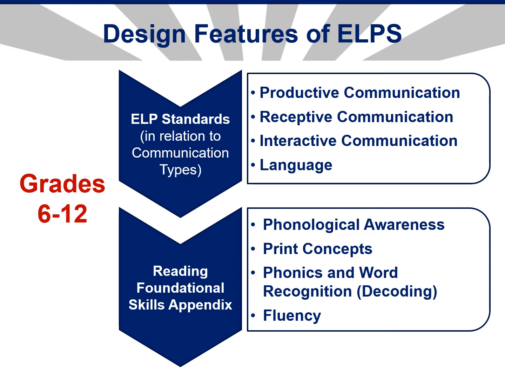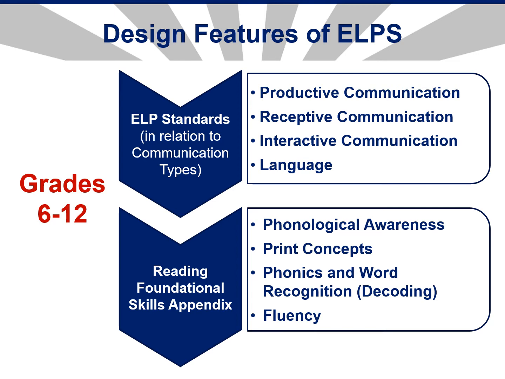Just as in grades K through 5, the ELP standards for grades 6 through 12 are organized by communication type: productive communication, receptive communication, interactive communication, and language. English learners in the upper grades should have a foundation of reading skills that they have been building upon. Therefore, the reading foundational skills for grades 6 through 12 were not included as standards, but rather as an appendix. The appendix is available to support reading instruction for those English learners who enroll at the secondary level and have gaps in their foundational reading skills.